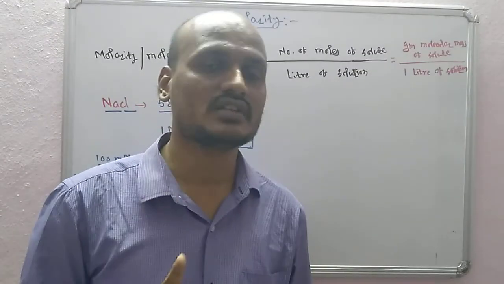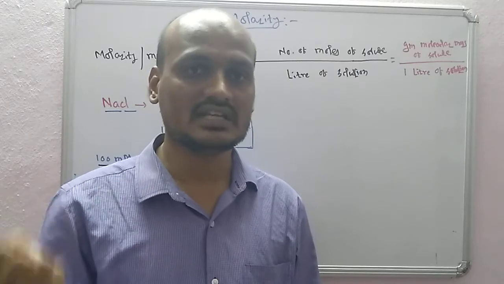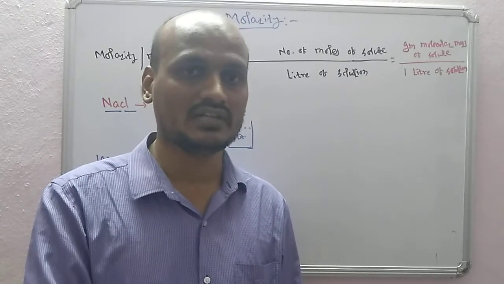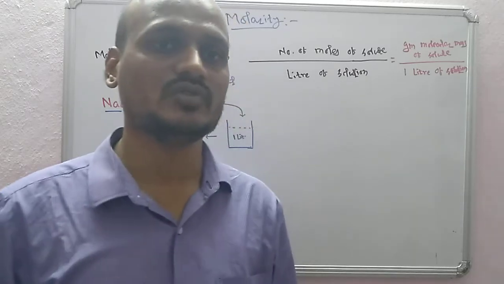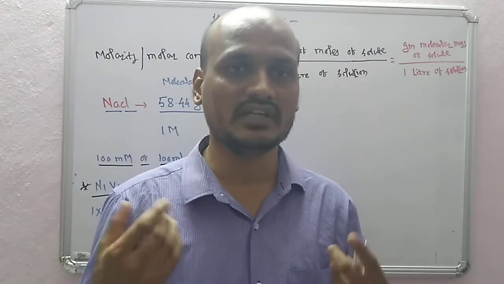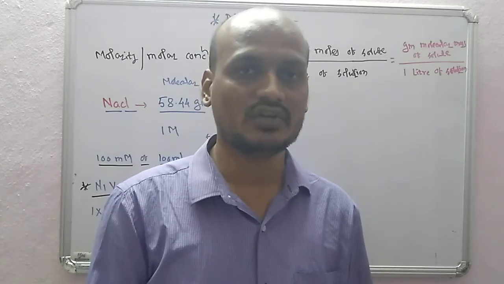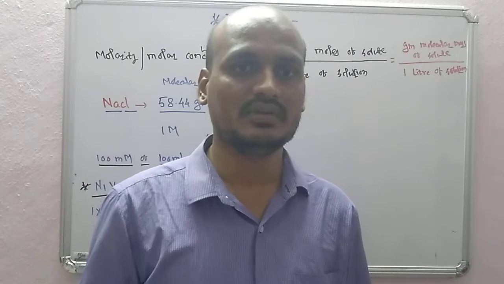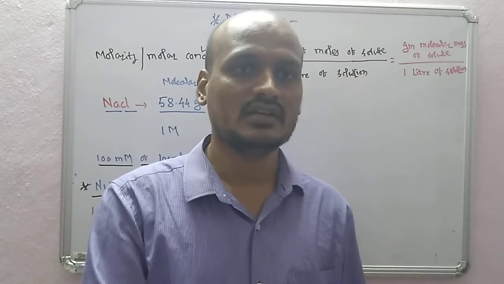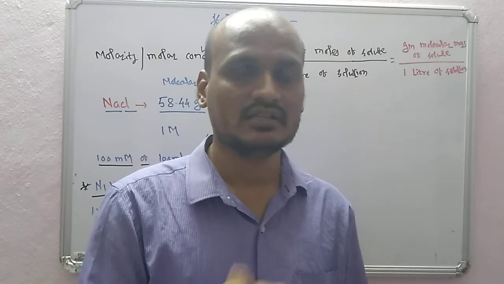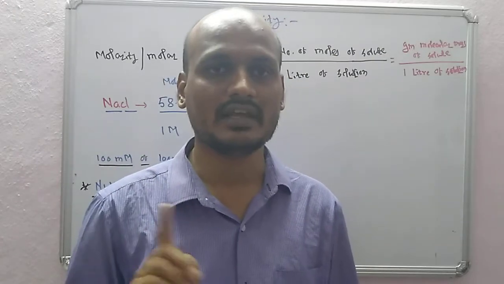We want a 1 molar solution of NaCl. You take its molecular weight and dissolve it in up to 1 liter of water, so the final volume should be 1 liter. So for any compound, if you want its molarity, know its molecular weight, take that many grams of that compound, and dissolve it in water so the final volume becomes 1 liter. That is how we can make 1 molar of any compound.